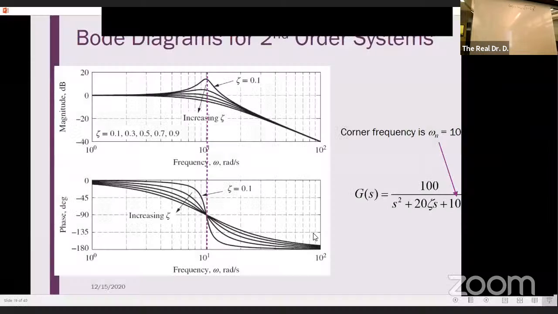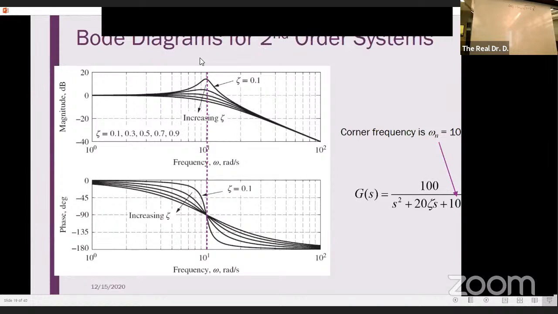If I increase this damping ratio, I start to flatten this, right? Notice what happens. This resonant peak disappears, right? So if you have a damping ratio higher than 0.7071, you won't have any resonant frequency. We'll talk about the implications of that in a second. Okay?